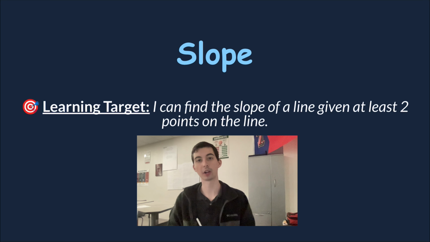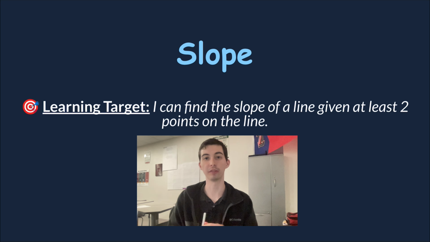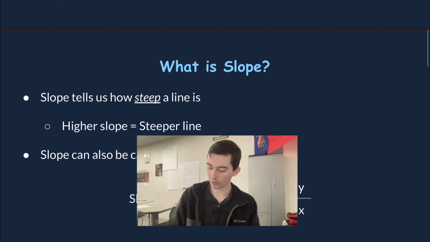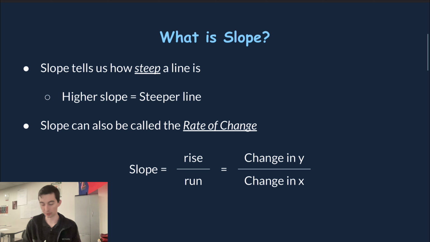In this lesson, we're going to talk about slope and learn what slope is. Our learning target is that we're going to be able to find the slope of a line when we get 2 points. And so what is slope exactly? What do I mean when I say slope? Well, slope tells us how steep a line is.